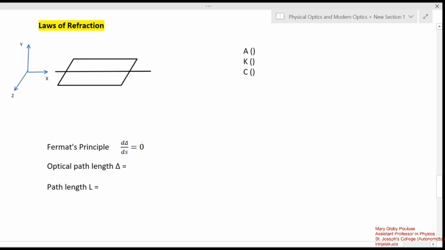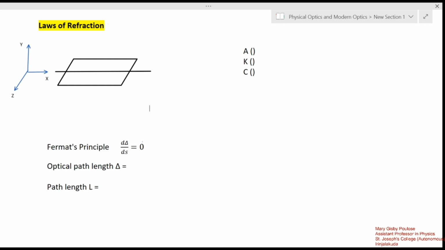Hello students, today we are going to discuss the derivation of laws of refraction using Fresnel's principles. First of all, what is refraction?